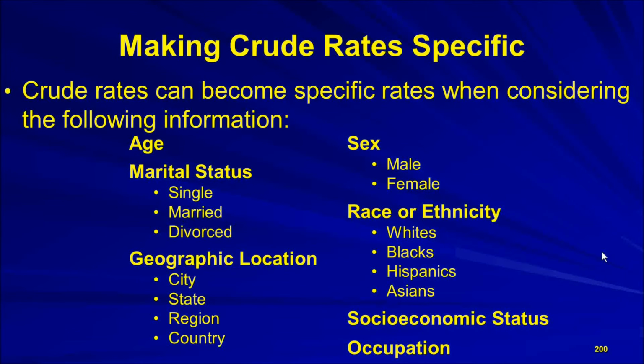Okay, making crude death rate specific. How we do that is by demographic variables. Okay, and these are a list of demographic variables. I'm trying to see whether there's any terms there that you might not be familiar with. Socioeconomic status has to do with household income. That's one way to look at it. And we don't have them all here. We could look at other factors like reading grade level or ability to understand medical information.